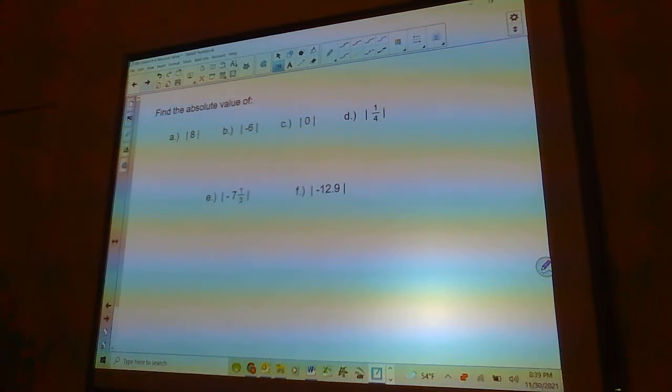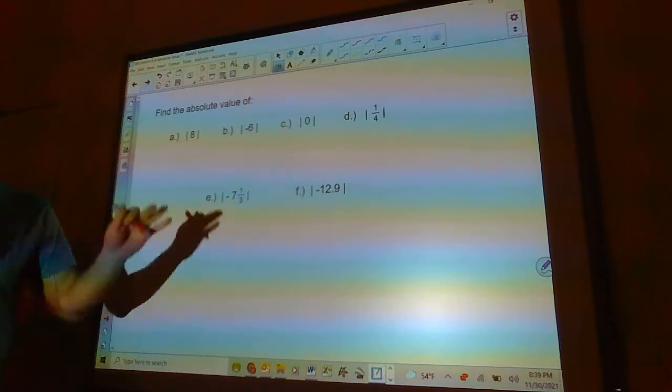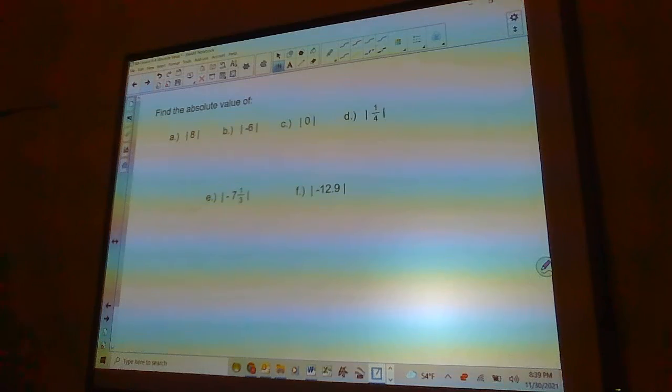Take a minute, pause the video, find these 6 absolute values real quick, write them down, and then jump back on here, start it back up, and see how you did.